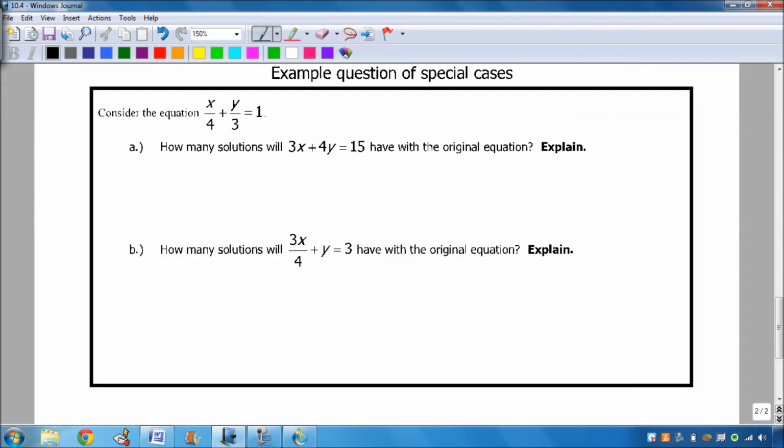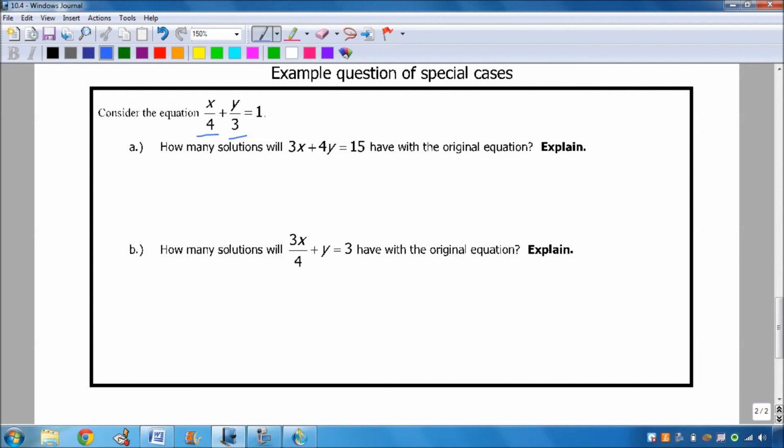It says, consider the equation x over 4 plus y over 3 equals 1. Well, here's the thing. I don't want to even consider it in this format because of all these fractions. It's crazy and scary looking, and I don't even want to deal with it. So what I'm going to do is multiply everything by the common denominator. My two denominators are 4 and 3, so my common denominator is 12. I'm just going to multiply every single term that I have here by 12.